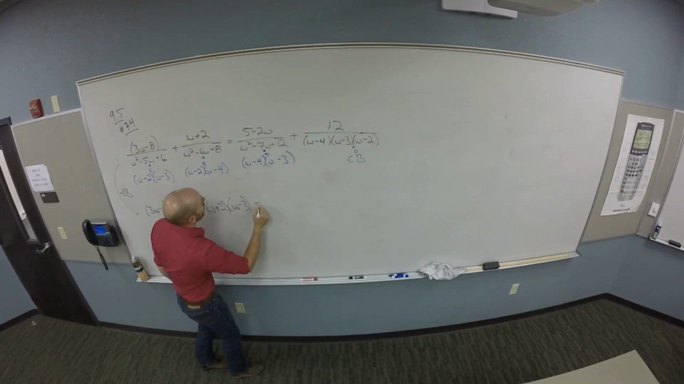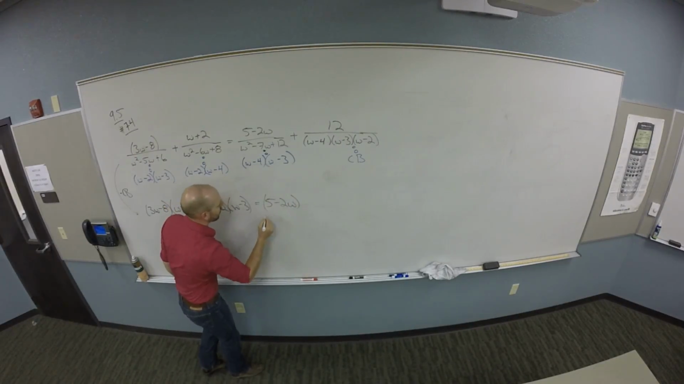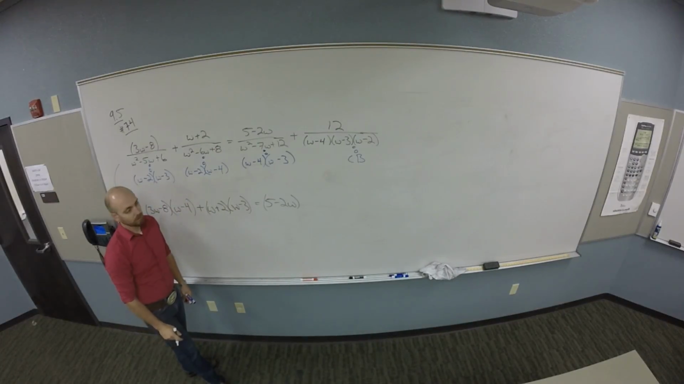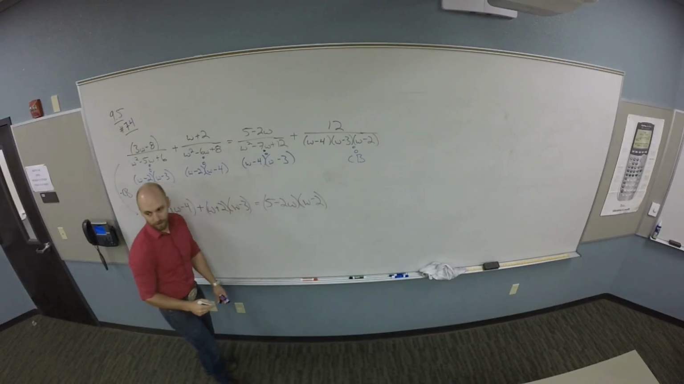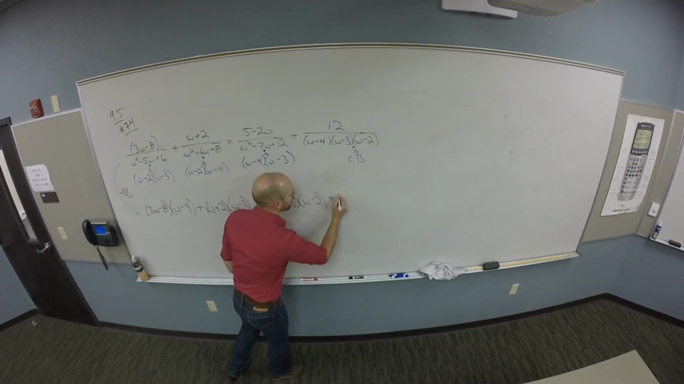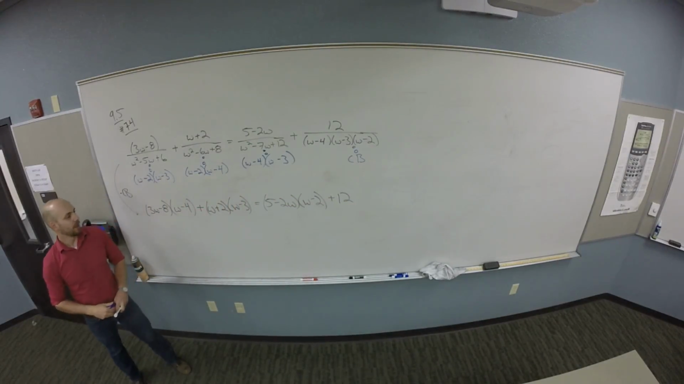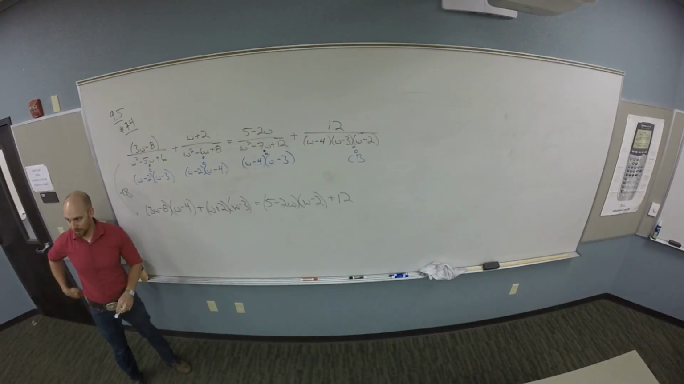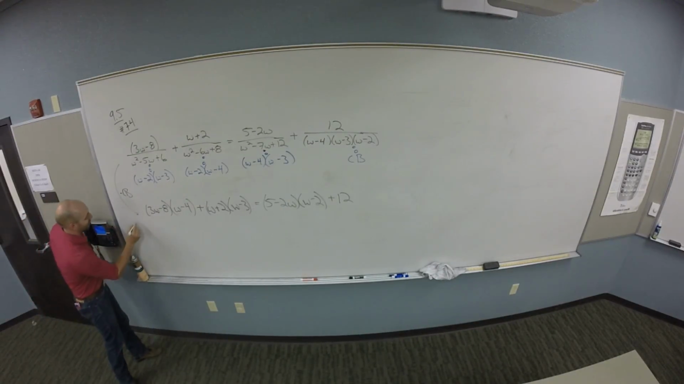Okay, and then this is going to equal 5 minus 2w times w minus 2. And then the 12 is just going to chill, because it already has all the bits of the common bottom. Okay, so then what? Distribute. Yeah, super FOIL.